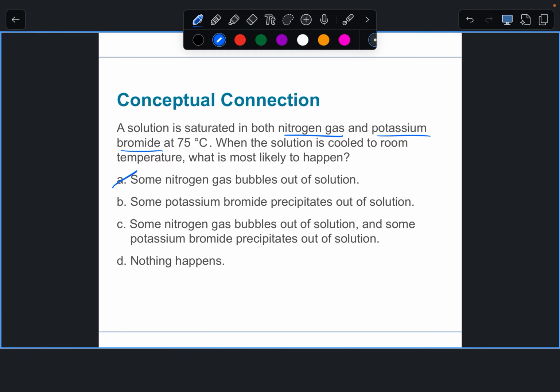Some potassium bromide precipitates out of the solution. Precipitates means it goes from the solution to a solid. It's like the opposite of dissolving. So yeah, definitely some of that would happen. So I'm going to go yes on this one. The last one, some nitrogen bubbles out. No, we already said that doesn't happen, so it can't be that. And nothing happens, no. So it's B. You'll get some of that solid dropping out of solution or precipitating out of solution. So it will have all been dissolved, and then some of it will come out as a solid.